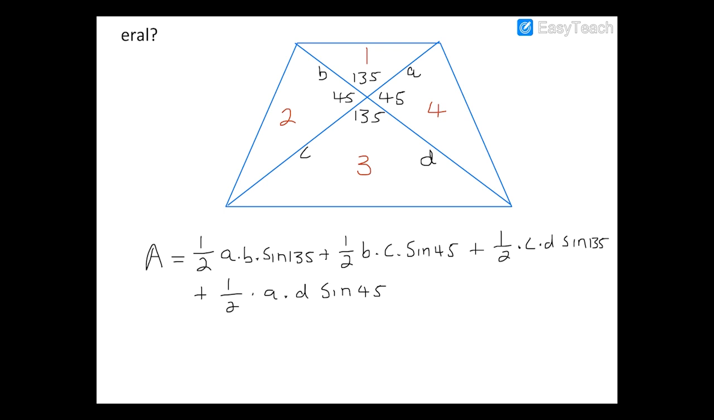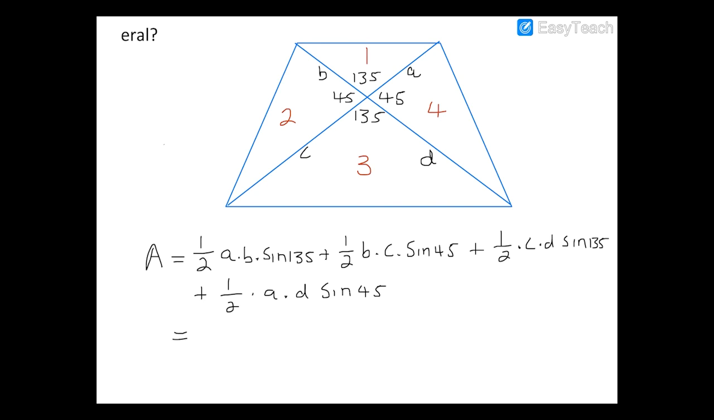Okay, it's important to remember that sine 45 is equal to sine 135, because if we reduce sine 135, we get sine of 180 minus 45, which is in the second quadrant where sine is positive, and that simplifies to sine 45. Just a reminder there. Now we know that sine 45 is equal to sine 135.